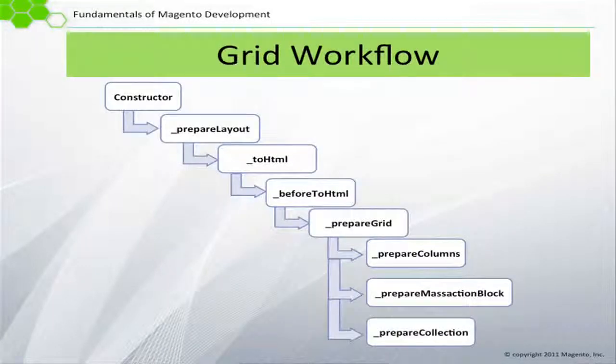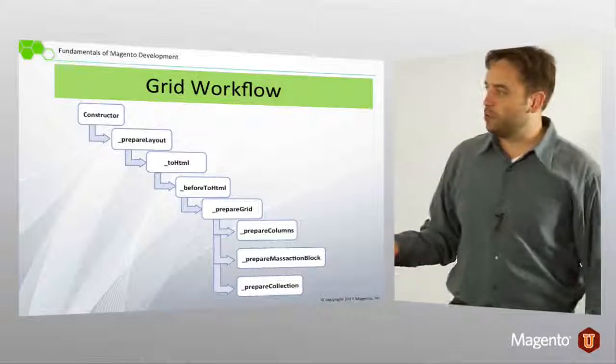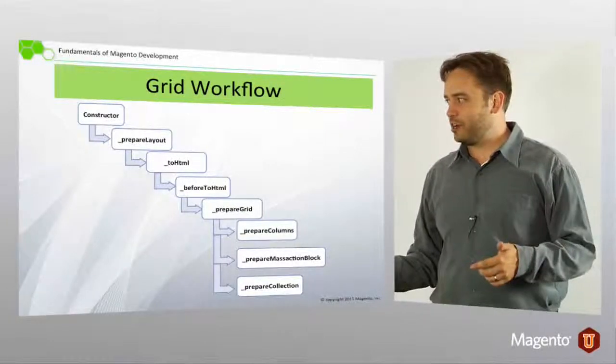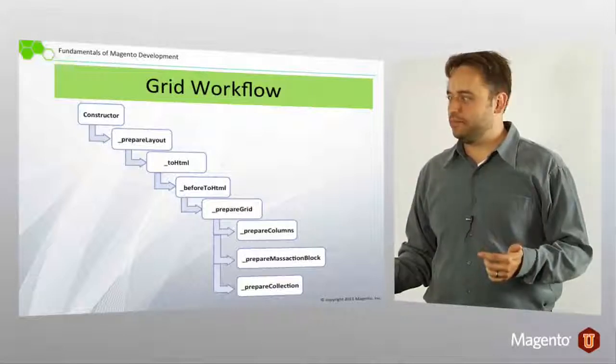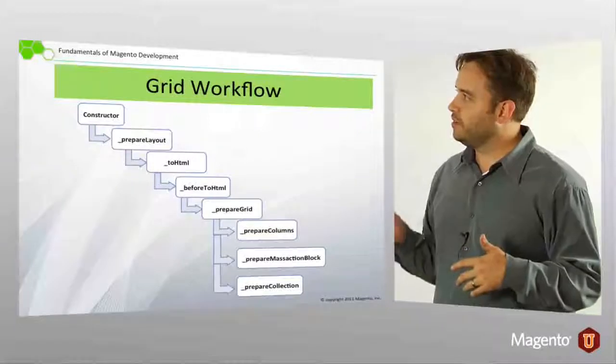So with a grid workflow, in your constructor, prepare layout is called, and before toHtml is called, all of this is happening automatically. What happens with grids, though, is that we get this method, prepare grid. In prepare grid, we have a few things going on: prepare columns, prepare mass action block, and prepare collection. So let's look at these a little bit more in depth.